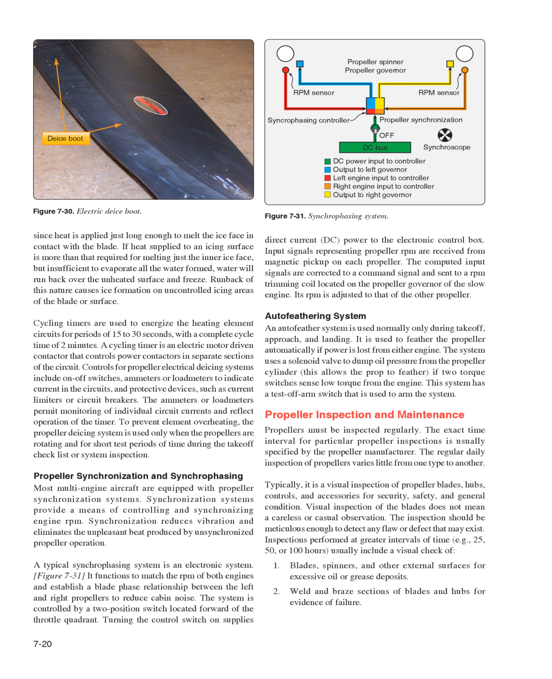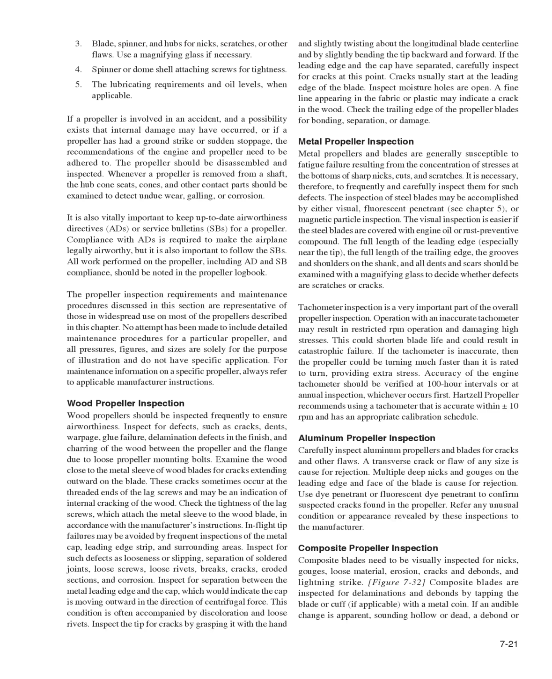Inspections performed at greater intervals of time, for example, 25, 50, or 100 hours, usually include a visual check of: 1. Blades, spinners, and other external surfaces for excessive oil or grease deposits. 2. Weld and braze sections of blades and hubs for evidence of failure. 3. Blade, spinner, and hubs for nicks, scratches, or other flaws. Use a magnifying glass if necessary. 4. Spinner or dome shell attaching screws for tightness. 5. The lubricating requirements and oil levels, when applicable.